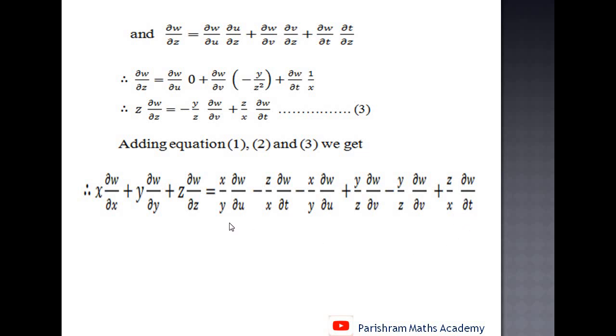Then the first term is x upon y into ∂w/∂u, which is plus here, and this term is minus here. First and third term cancel. The second term and last term are the same and cancel, and y upon z and minus y upon z, these two terms are the same, so they cancel, and therefore it is equal to 0. Therefore x ∂w/∂x plus y ∂w/∂y plus z ∂w/∂z equal to 0, which is the required solution.